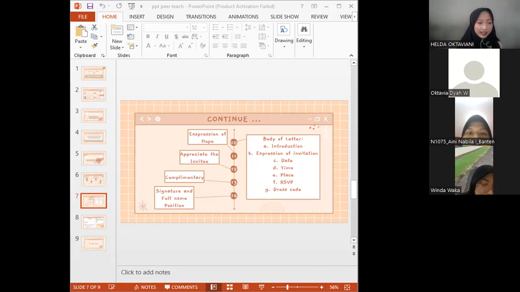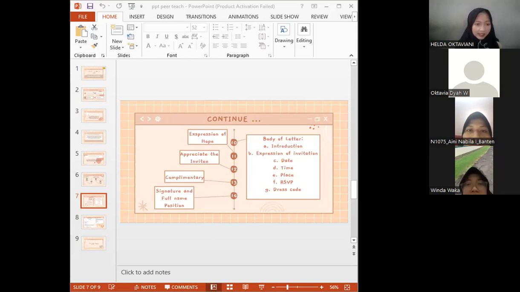And then there is RSVP. So what is RSVP? It comes from French, and in English it means please respond. It's a must that you mention the RSVP because it's an important part. The RSVP can be to your company email or your phone number. The use of RSVP is to confirm whether the invitee is able to attend or not.